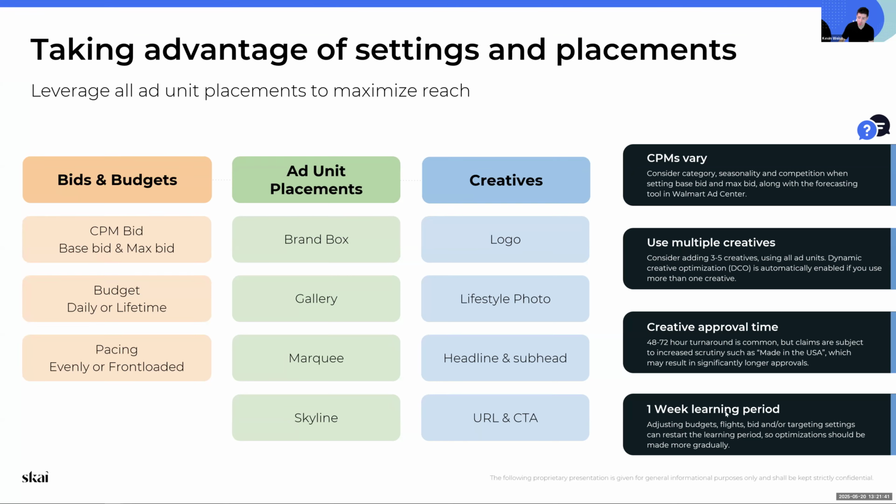And then perhaps the most important thing, on the bottom right: there's a 1 week learning period. If you're adjusting the budgets, the flights, the bid or the targeting settings, that can restart the learning period. So you should be making those optimizations more gradually. It's more like a sponsored ad where it's super responsive and you can do more continuous optimization. This, you need to be a little bit more patient with.